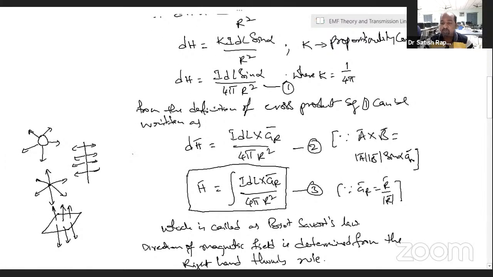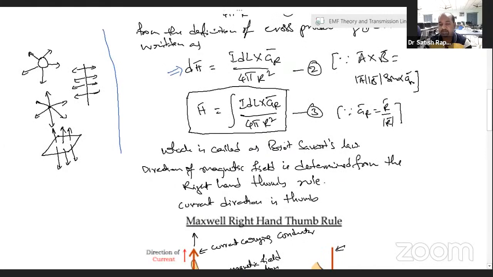From the definition of the cross product, we can write dH bar is equal to I dl cross aR bar by 4 pi r squared. So like this we can write.